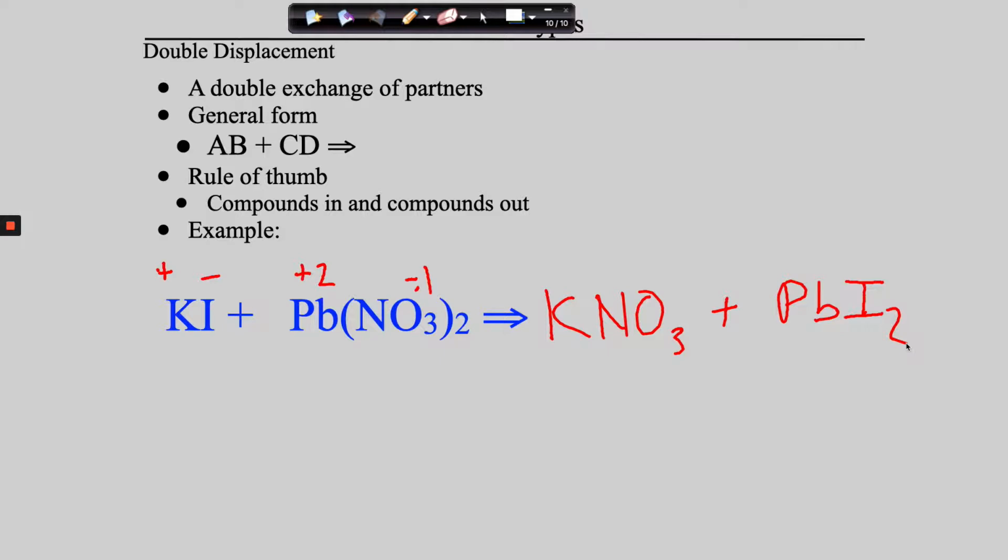No, and that's the point. What we've got to do now is balance the equation. So 1 K, 1 K, 1 I, 2 I's, so that means we've got to put a 2 here. Then that gives us 2 K's, so now we've got to sneak a 2 in there. Then we continue: 1 lead, 1 lead, but here's the magic. 2 NO3s, 2 NO3s, and it's balanced.